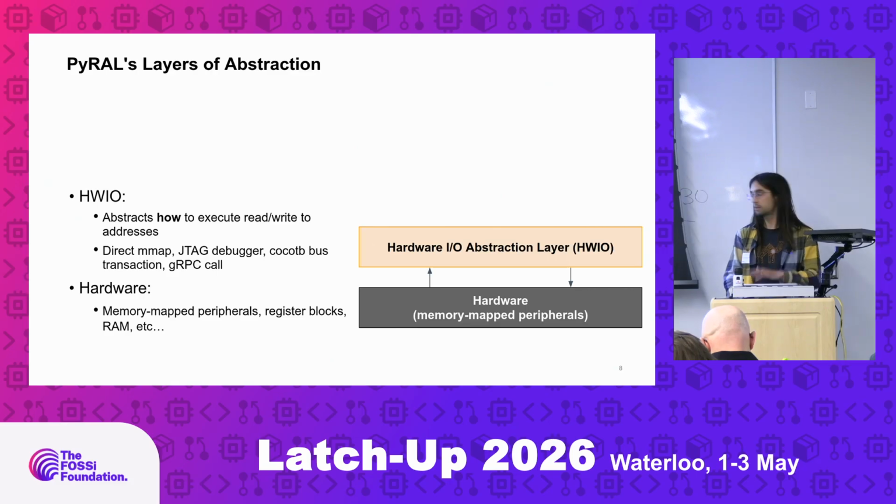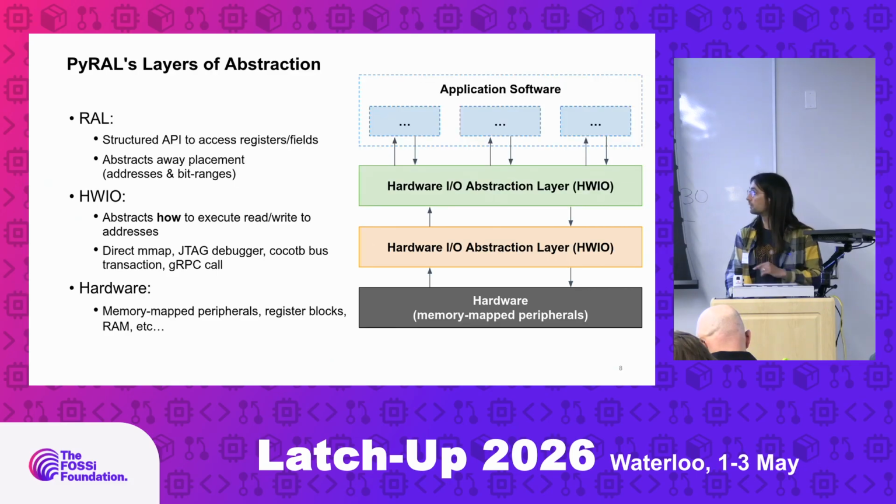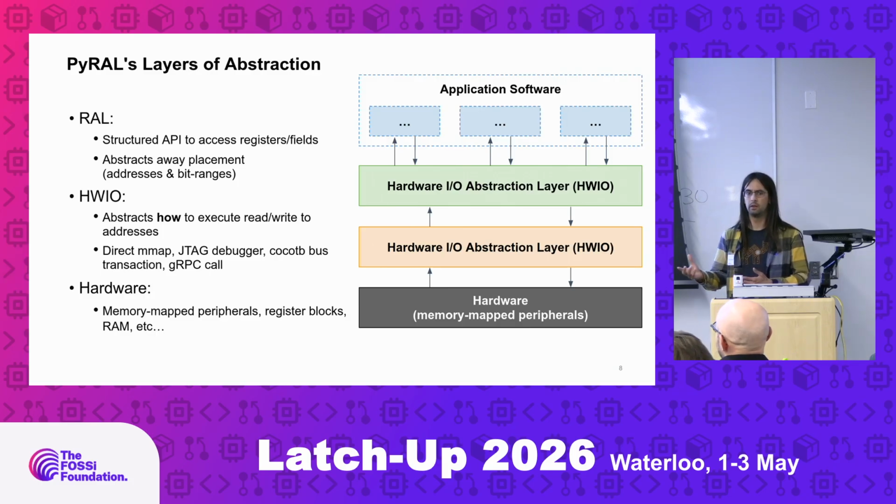And then the last layer, which is what this tool generates, is the register abstraction layer. What this ends up being is a structured API that you can put your software on top of, your application software or your test code or whatever, and manipulate it in a really fun and intuitive way. So let's take a look and see what that looks like.